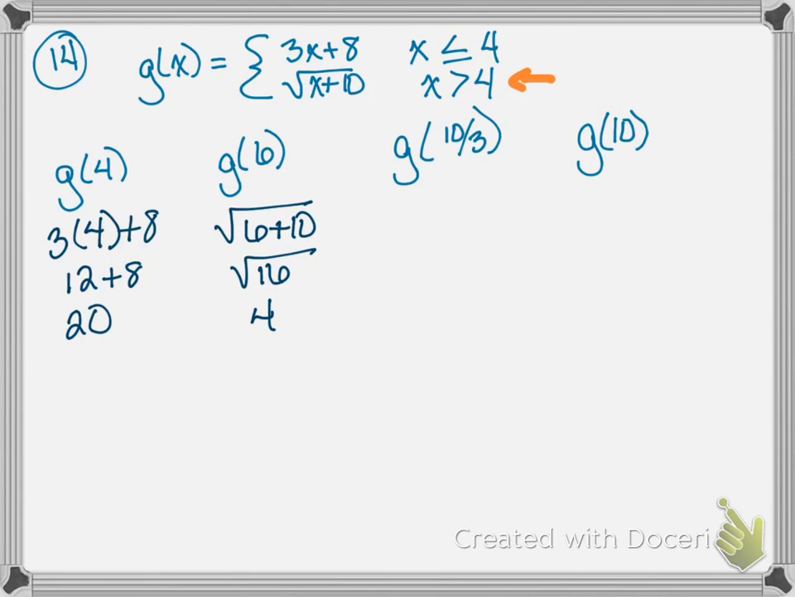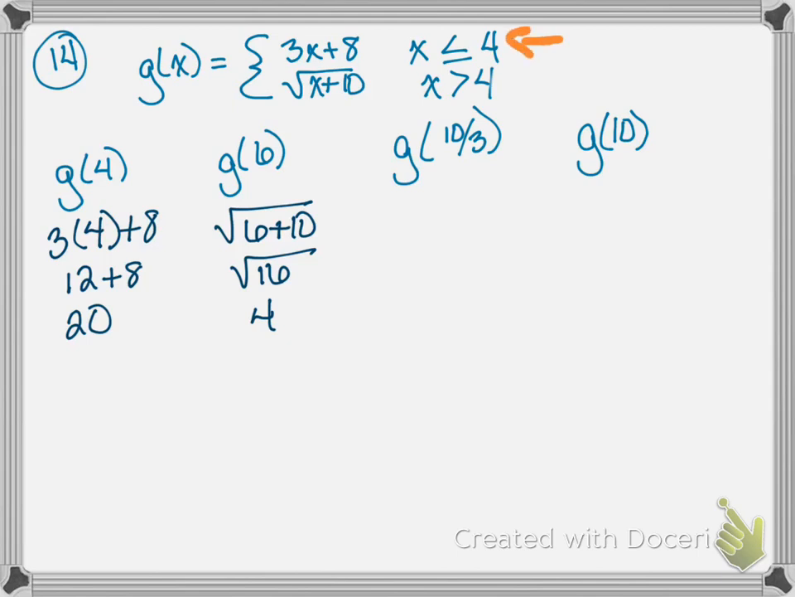Now we've got 10 over 3. So we've got to decide, where does 10 over 3 fall? 9 over 3 would be 3, so that would be less than or equal to 4. 10 over 3 is 3 1/3, so that's still less than or equal to 4. So we're going to use that top function. We're going to use this one for 10 over 3.